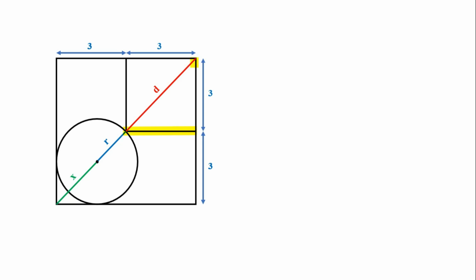Since d is the diagonal of the smaller square, it is also the hypotenuse of this right triangle. Applying the Pythagorean theorem, the square of the hypotenuse equals the sum of the squares of the other two sides. So, d squared equals 3 squared plus 3 squared. Therefore, d squared equals 18, which gives d equals the square root of 18.